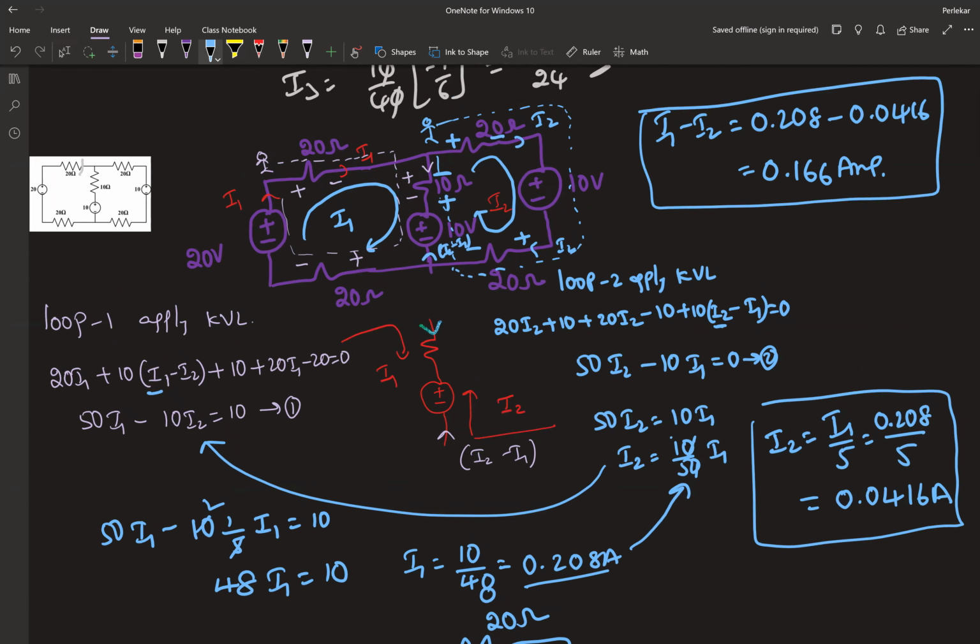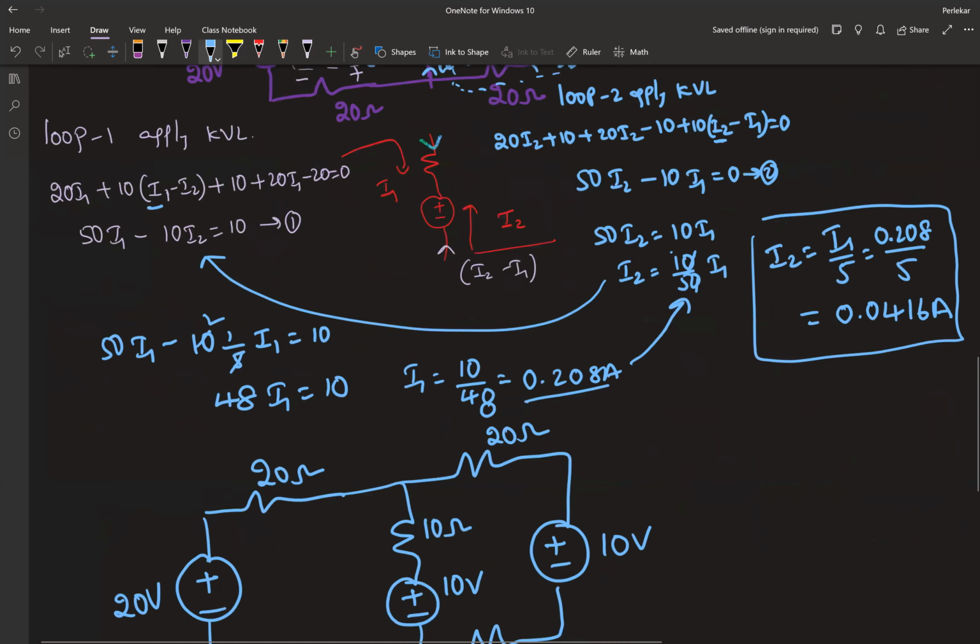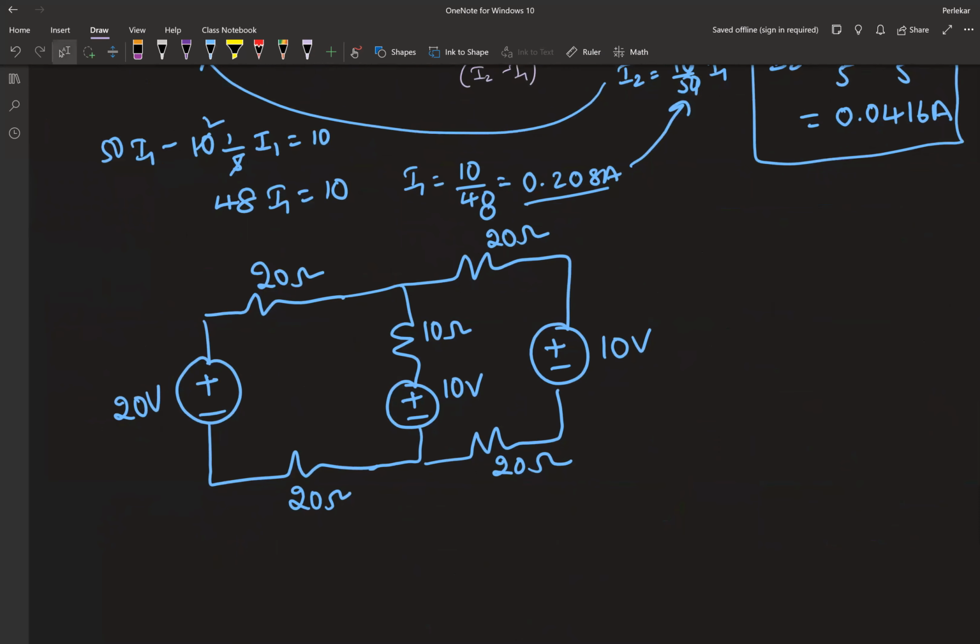Since I'm taking I1 minus I2, that means the current is going down in the middle branch. So this 10-volt source in the middle branch and the 10-volt source at the end, they both are taking current. That means they both are recharging. So they both are recharging batteries, most probably.